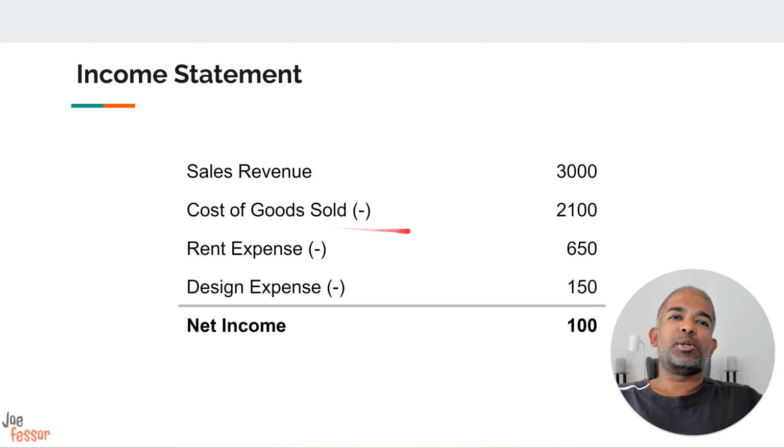Okay, we have our cost of goods sold, which has to be deducted, which is an expense. We have a rent expense and design expense. They're all expenses and they are deducted from the revenue. So you have a total profit of $100 for the month of January. Keep in mind that for now, we've ignored any kind of tax implications. So you have a net income of $100 for the month of January.